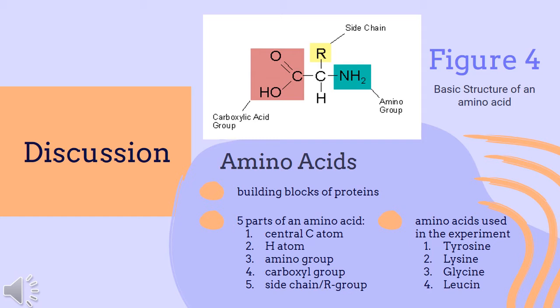Each amino acid has a basic structure with 5 parts: a central carbon atom, a hydrogen atom, an amino group, a carboxyl group, and a side chain, or R group, that is made up of varying atoms and is responsible for the uniqueness of every amino acid. The 4 known amino acids used in the experiment are tyrosine, lysine, glycine, and leucine.